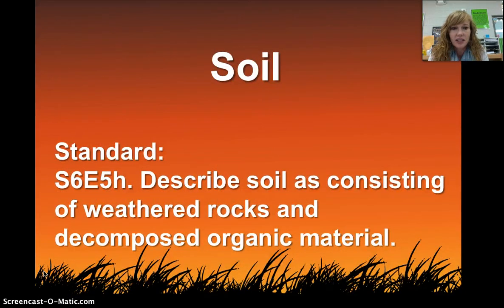So this goes along with standard S6E5H, which says describe soil as consisting of weathered rocks and decomposed organic material. And as you are working through this module, you are going to be filling in these notes that you should have gotten from the front counter. And I will try and stop and say, write this down, but you can see there's some labeling, more labeling, there's some fill in the blank, and then at the bottom, you will be labeling there as well.